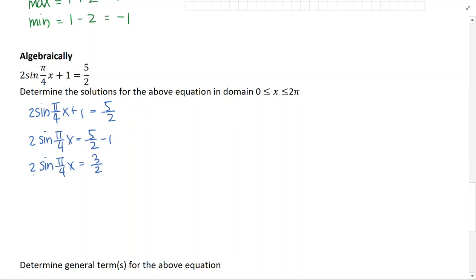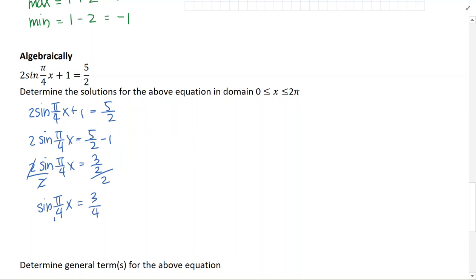Now I want to just divide both sides by 2 because I want to isolate this by itself, okay? Let's get rid of the highlight. So I'm going to divide both sides by 2. So now this is gone, and I have sine of angle equals 3/4.